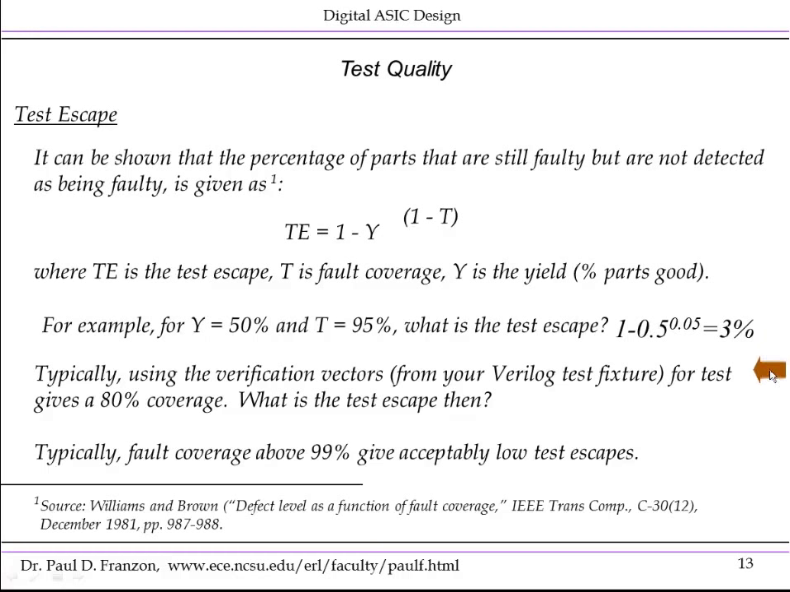And by the way, if you just use the verification vectors from your Verilog test fixtures for test coverage, let's say this gives an 80% coverage, which is just in the high range actually, the test escape then would be 13%, which is abysmal. So that is why we have to add these test features. We just can't apply normal functions to the chip. It doesn't detect a very high percentage of the actual faults. So typically, the fault coverage is above 99% to give acceptably low test escapes.